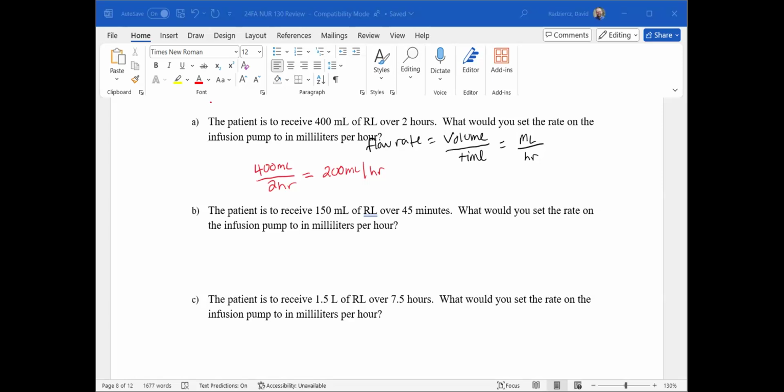So for B, you're going to take the volume. This time it's 150 milliliters over your time, 45 minutes. And you need to convert minutes to hours. You can do this any number of ways. If you want to say this is 0.75, because you know that's 3/4 of an hour, that's fine. Some people like to do that. But if you're like me, you don't trust that fading knowledge from grade school. And so you just do 150 times 60 divided by 45, and then you're going to get the same answer as you got before. It's just that we use different numbers.